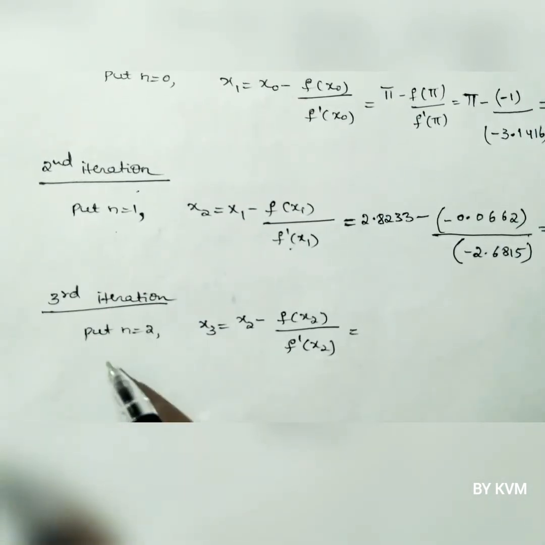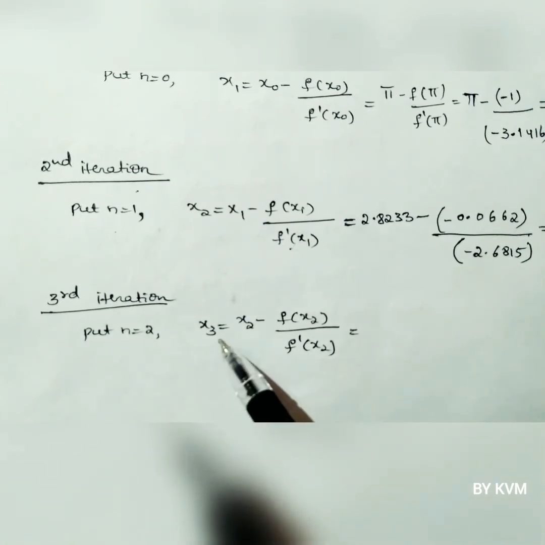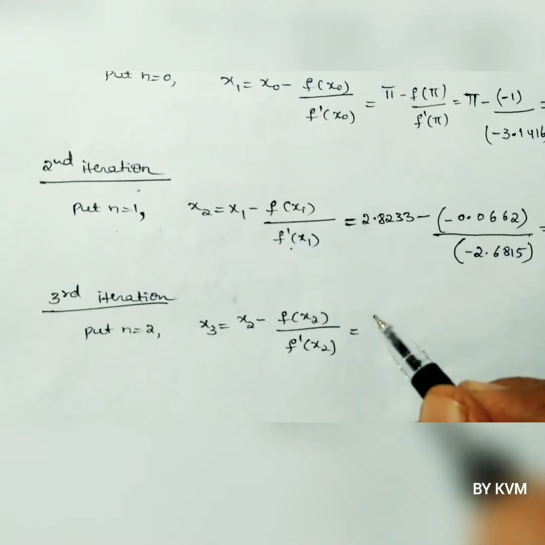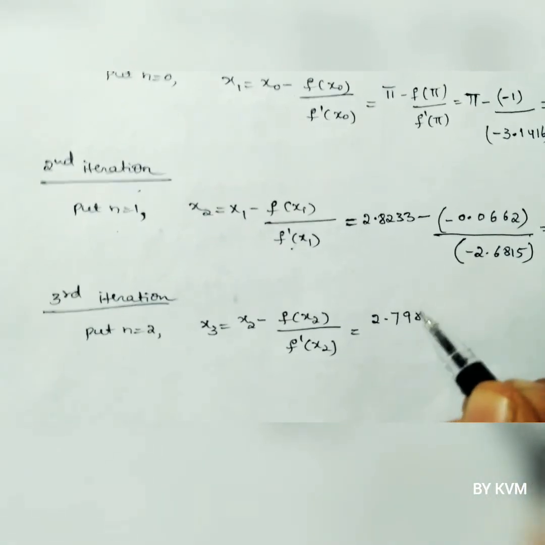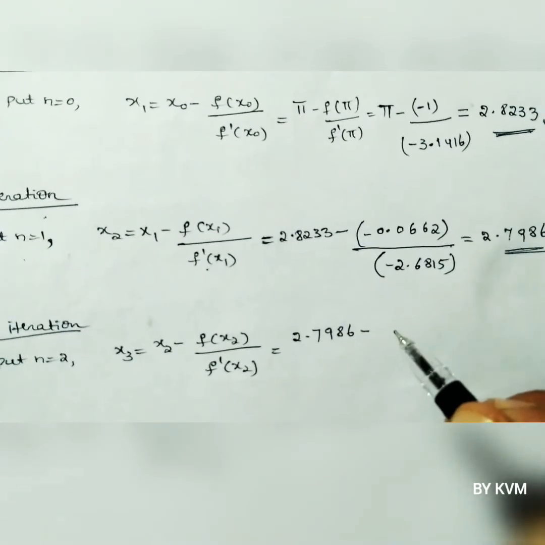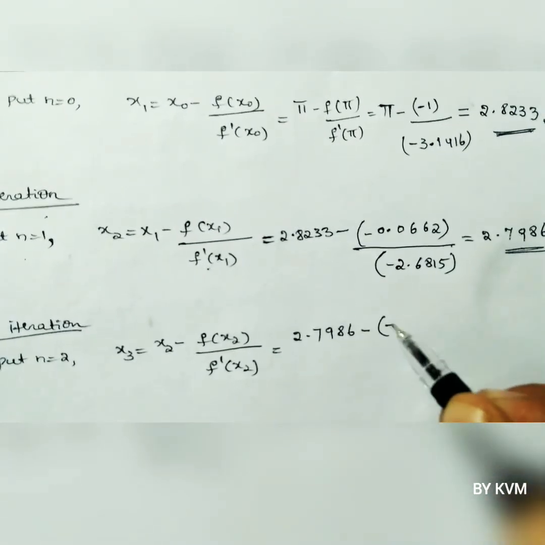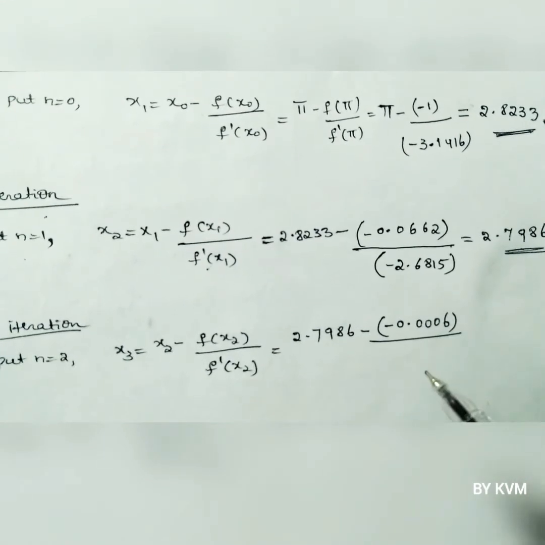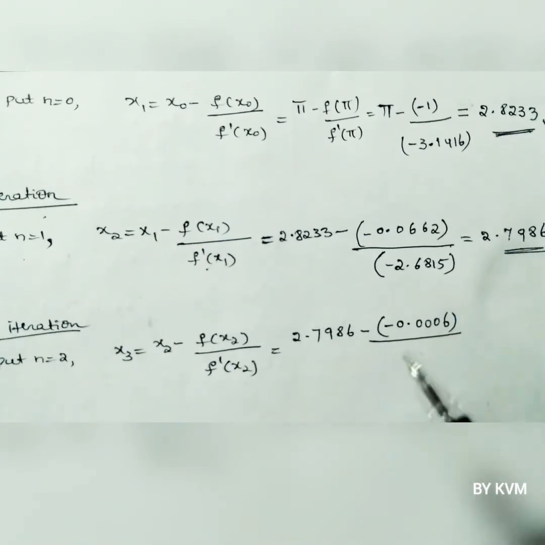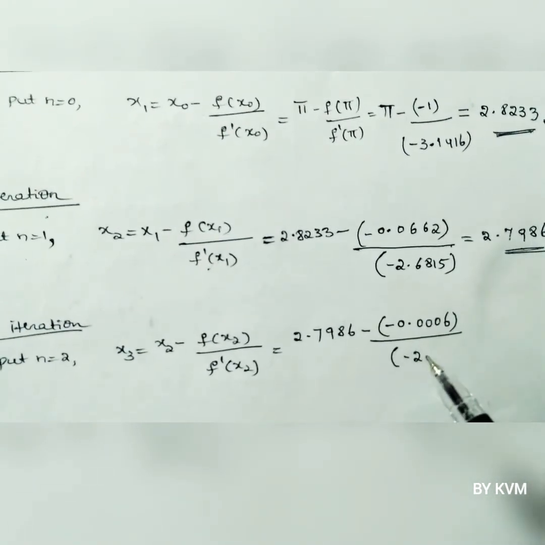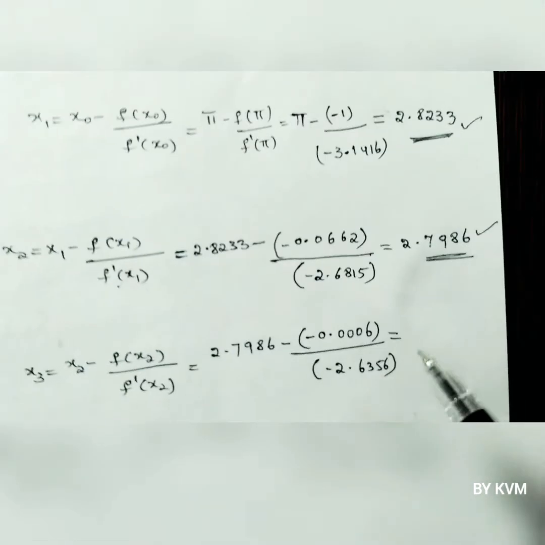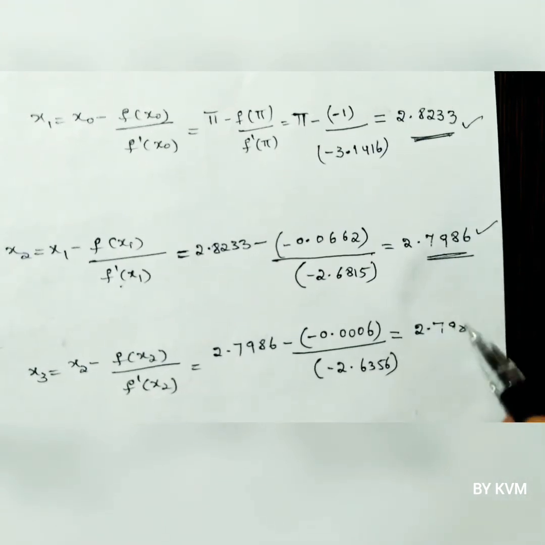So in the third iteration, put n equals 2. So we get x3 equals x2 minus f of x2 by f dash of x2. So this is equal to, x2 is 2.7986 minus f of 2.7986 is minus 0.0006 whole divided by f dash of 2.7986. So we get minus 2.6356. So this is equal to 2.7984.